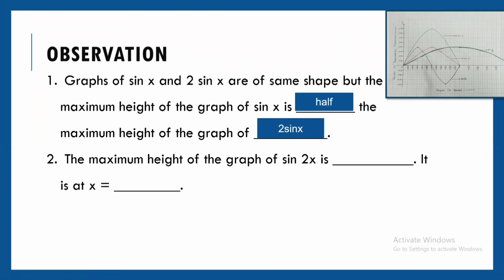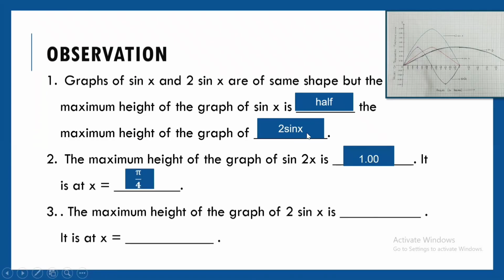Let us go on to the second one. The maximum height of the graph of sin 2x is dash. Sin 2x was which graph? Sin 2x was this graph. So the maximum height of this graph is coming out to be 1 only. So I'll just write here 1. And it is at what place? It is at x equal to pi by 4.